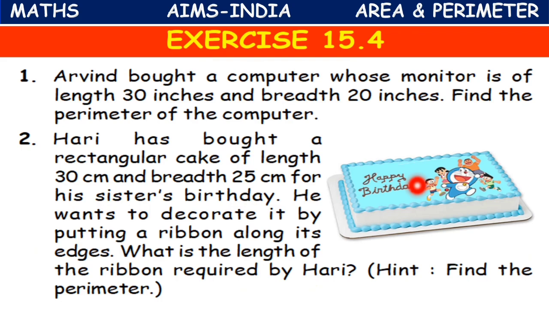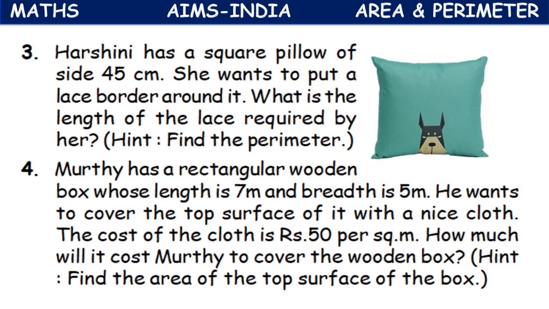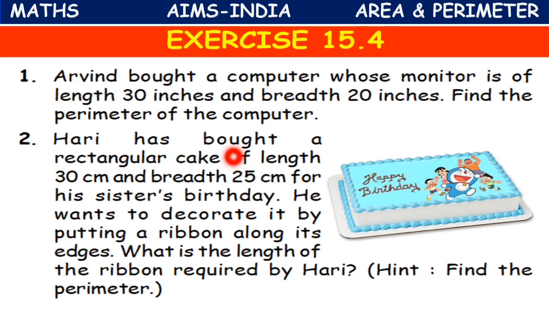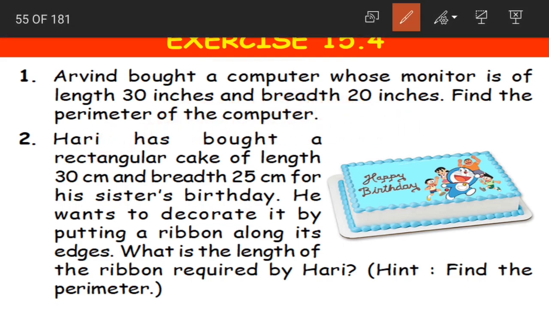What have we discussed? We have discussed the example word problems on area and perimeter of square and rectangle. Now here we are having a few exercise problems. You can solve this on your own. We'll just discuss a few and you try solving at your home. Okay? Coming to question 1. Arvind bought a computer whose monitor is of length 30 inches and breadth 20 inches. Find the perimeter of the computer.